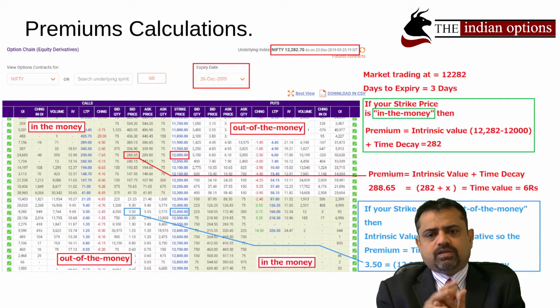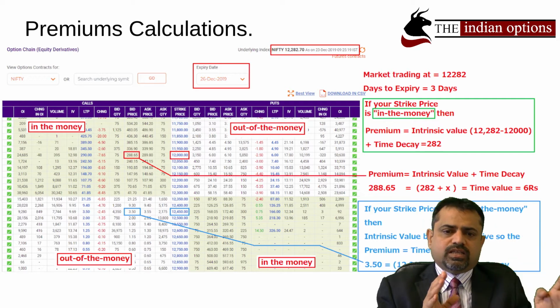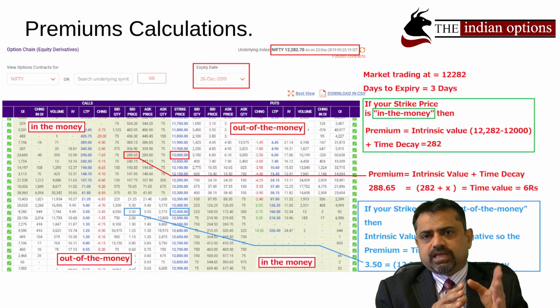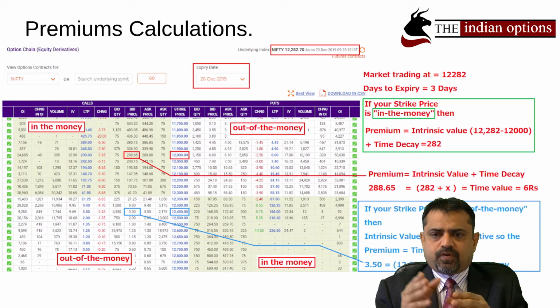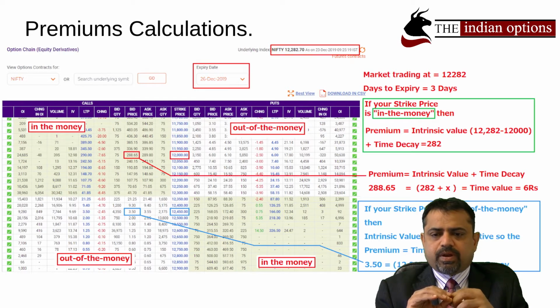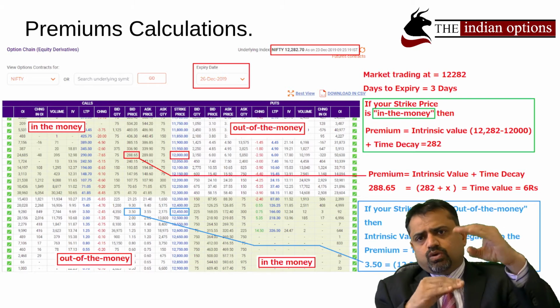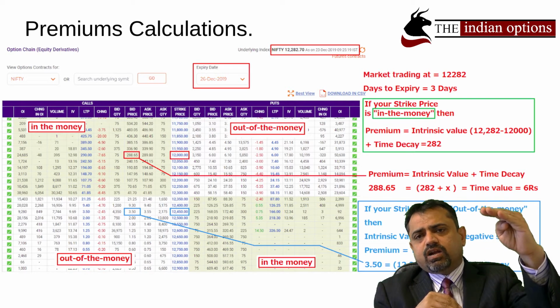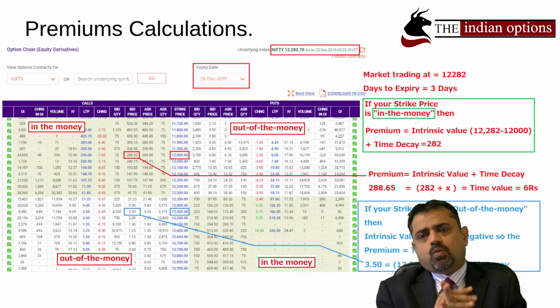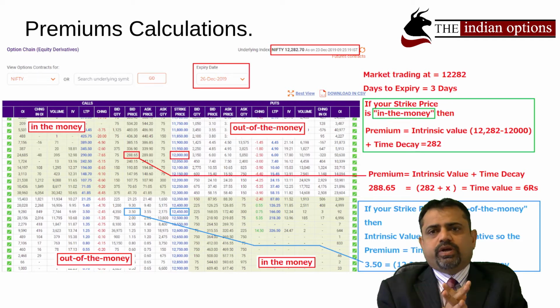If you see the strike price of 12,100 on the call side, it is showing the premium as 288 rupees and 65 paisa. And for the same expiry, if you look at the premium of 12,450, which is again out of the money, it is showing the premium as 3 rupees and 50 paisa. Now you notice the difference between 288 rupees and 3 rupees. It's quite a lot of a difference. Now why there is this difference is what we are going to discuss here.